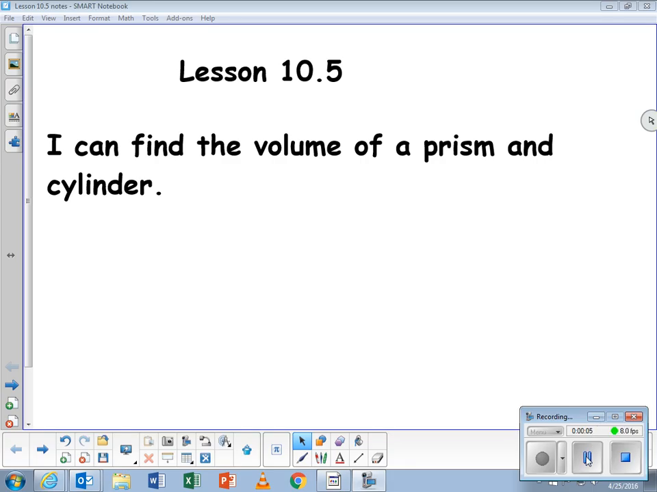So again, today we're going to talk about volume of prisms and cylinders. Formulas are very similar, yet a little bit different. That's what makes this unit so difficult. There's so many different formulas. You've got to work hard at keeping up so that you don't confuse them all.